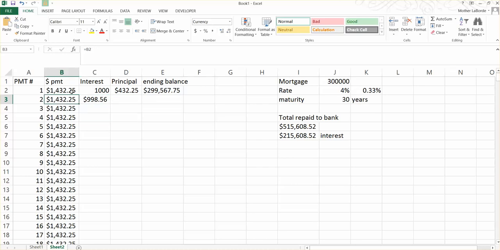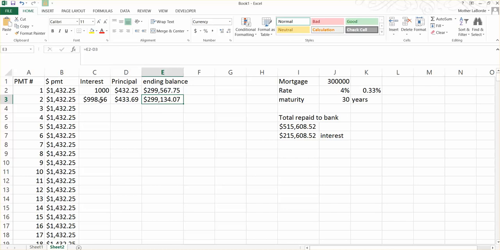I still paid the bank the same amount I paid them the previous month, so my principal amount's going to go up just a tad. Take the payment that I made to the bank, subtract the portion that's interest, and I'll get my principal portion. My ending balance at the end of the second month will be the previous month's ending balance, subtract the amount by which I reduced the loan that month, which is the principal of $433.69.